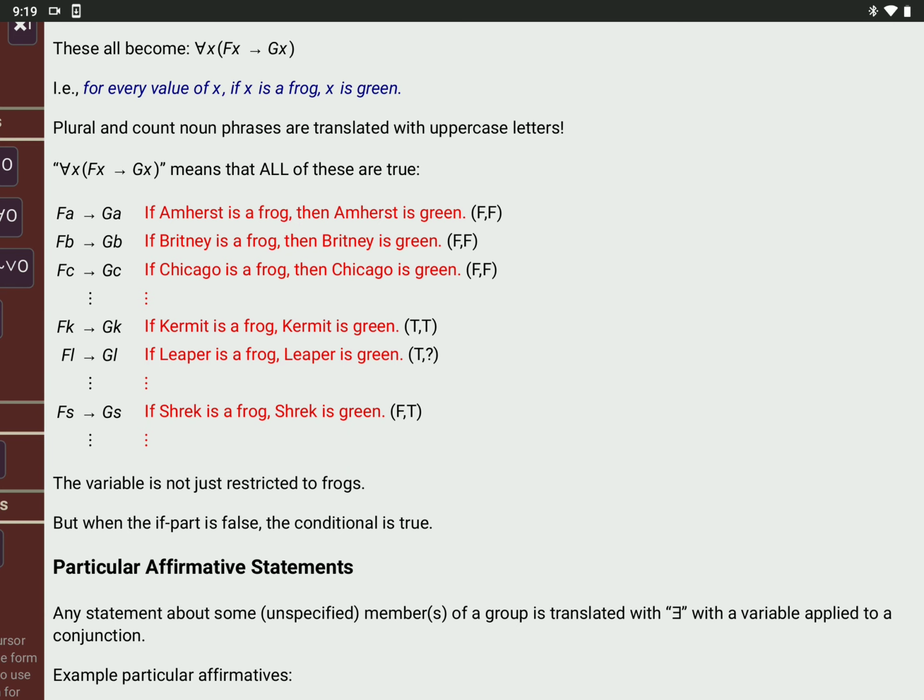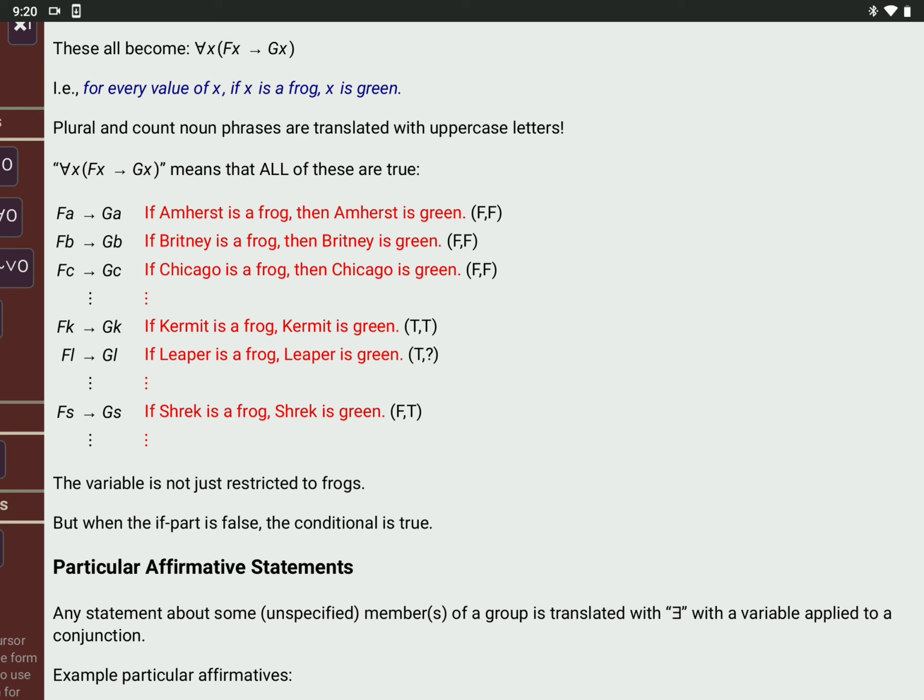FA arrow GA, if Amherst is a frog, then Amherst is green. If Brittany is a frog, then Brittany is green. If Chicago is a frog, then Chicago is green. Now, all of those are true, even though Amherst and Brittany and Chicago aren't frogs. If you remember the truth table for the arrow, if you have false on the left and false on the right, you still have a true statement.